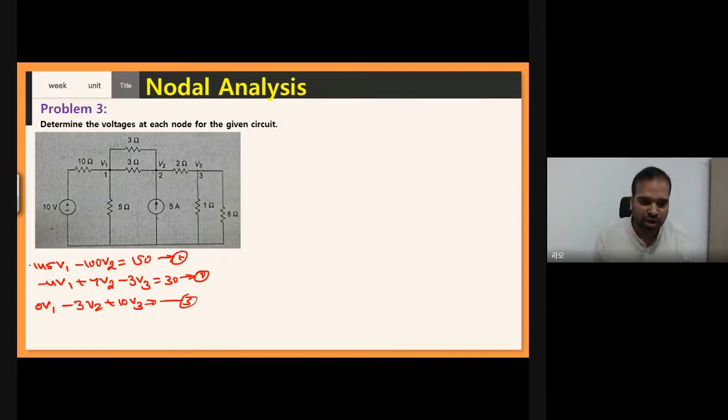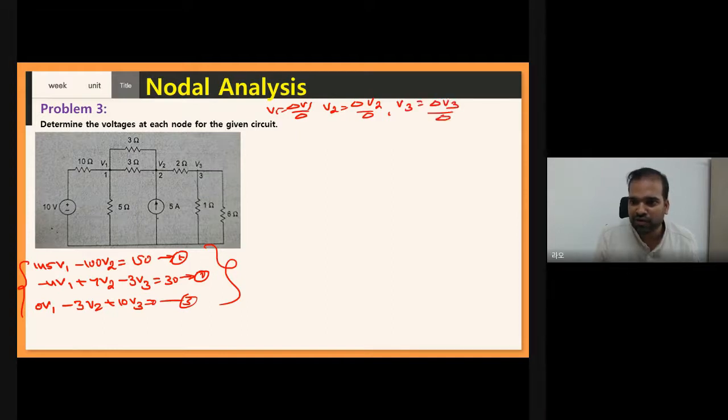If you don't know how to find V1, V2, V3 from these three linear equations using Cramer's rule, I strongly recommend you to watch how to find V1, V2 for a 2 by 2 matrix, and how to find V1, V2, V3 for a 3 by 3 matrix using Cramer's rule. Okay, I already uploaded that video. Now see here, you can find V1 equal to delta V1 by delta, and V2 equal to delta V2 by delta, and V3 equal to delta V3 by delta.